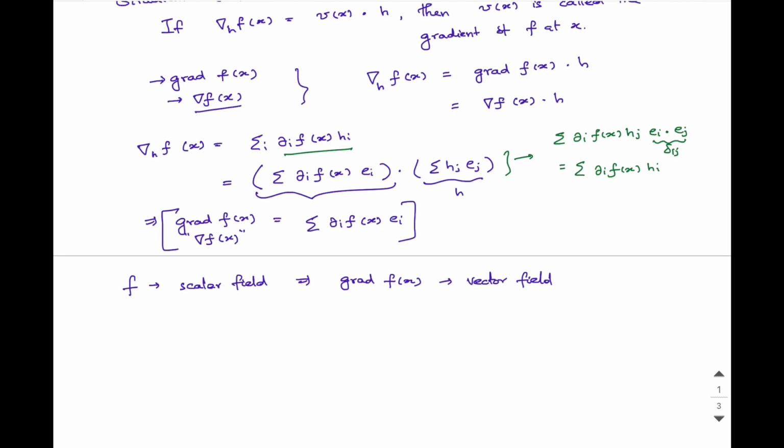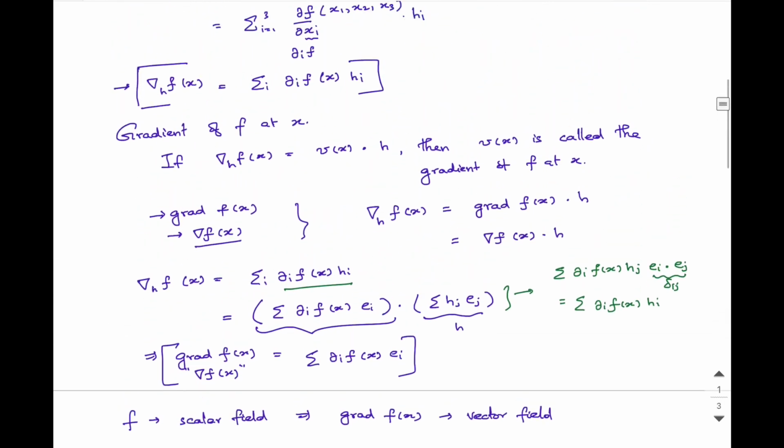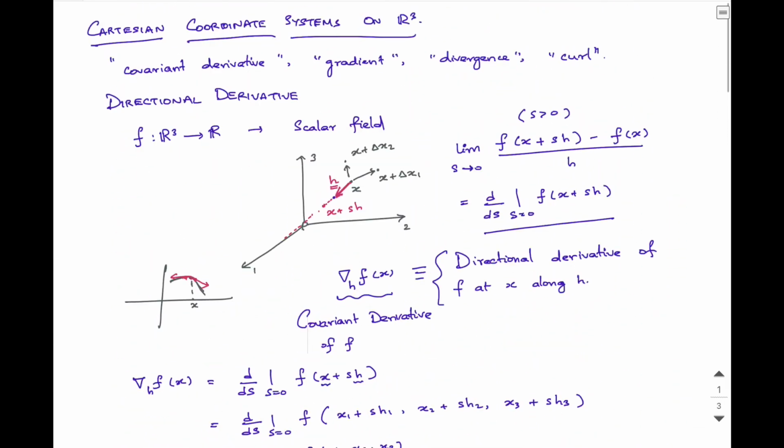Okay, that's important to keep in mind, because the order of the thing increases by 1. A scalar field, remember, is a tensor field of order 0. The gradient is a vector field, which is a tensor field of order 1. So the order increases by 1. We will see the general case soon.